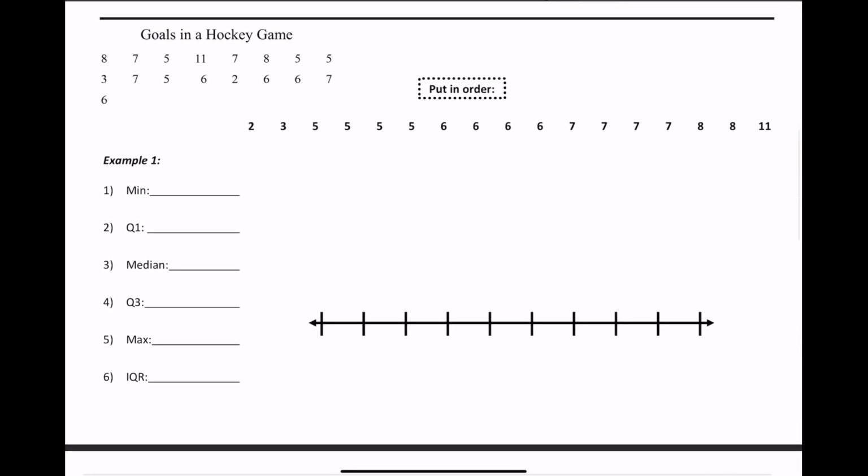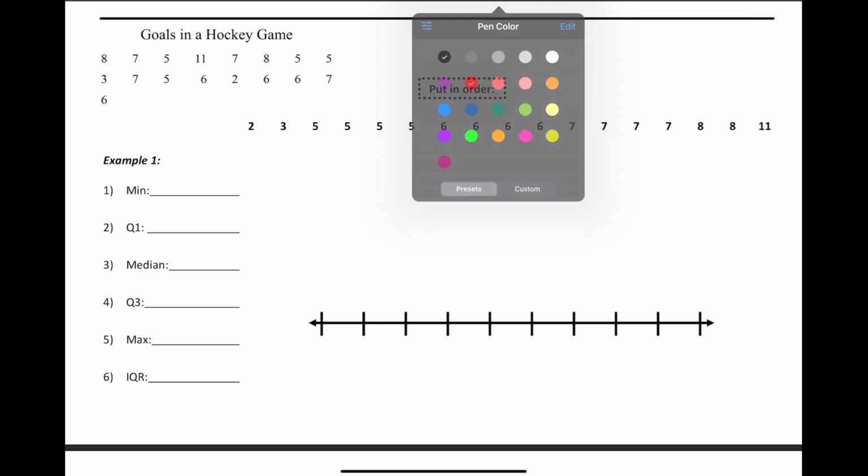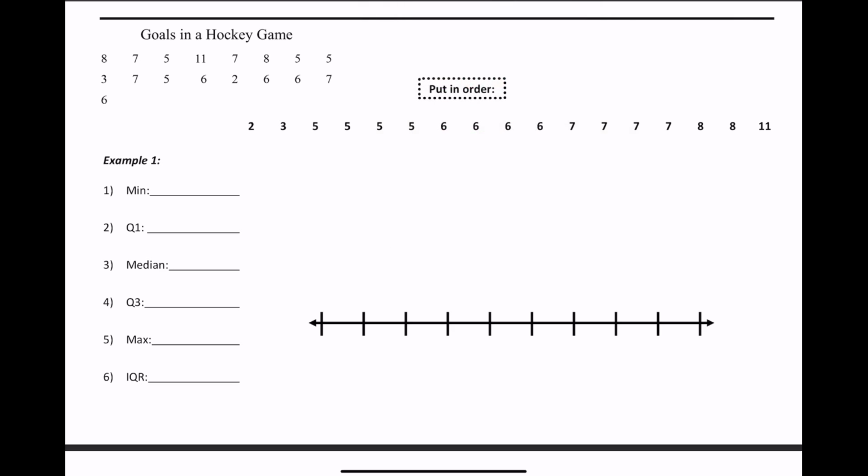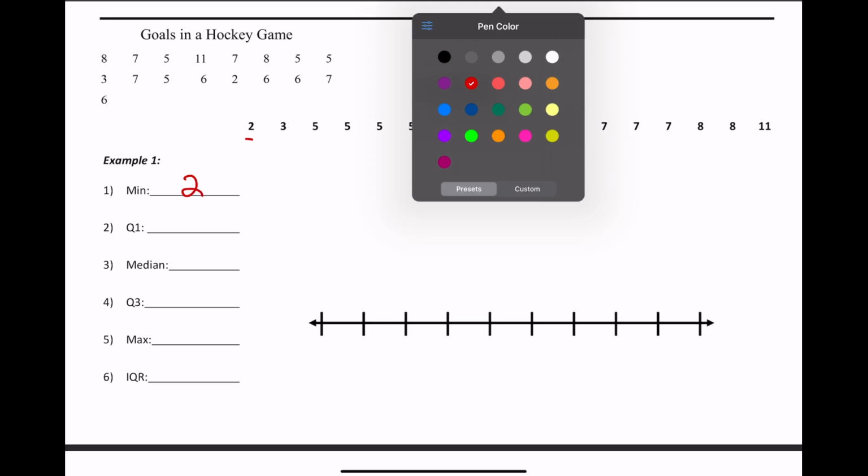All right, so we're talking about goals in a hockey game, and I already put the data in order for you because you guys are really good at that. So I'm not going to force you to keep doing that. What we're going to do is start with finding the minimum and the maximum, and I'm going to go rainbow order again. So my minimum number is 2, and this is kind of the order you should find your data.